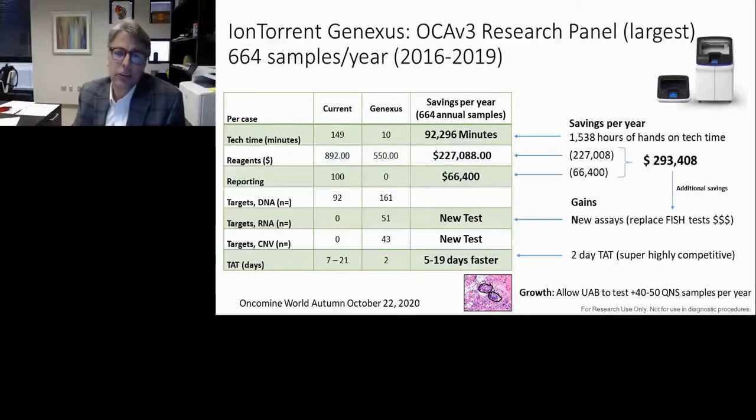In addition to the huge cost savings, we also got a lot of new assays coming out of the Genexus. We could do RNA for this, which will replace some of our FISH assays, which are very expensive to run and less sensitive. And the faster turnaround time of 2 days was very, very compelling. It also allowed us to capture a lot of the small specimens we weren't normally able to sequence.